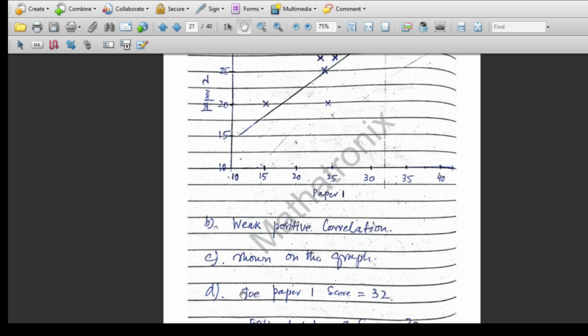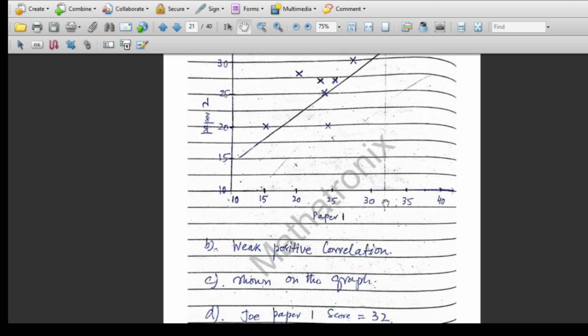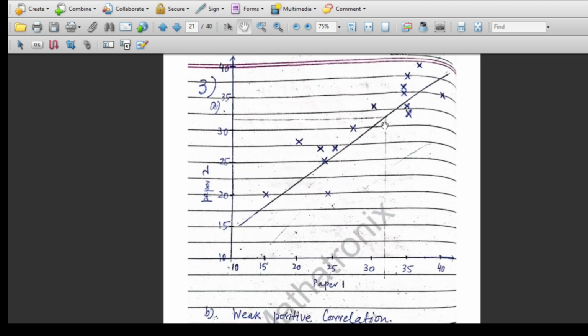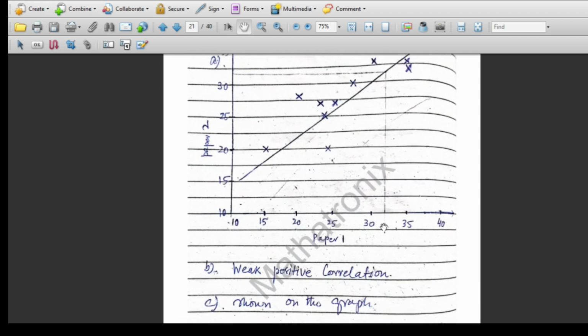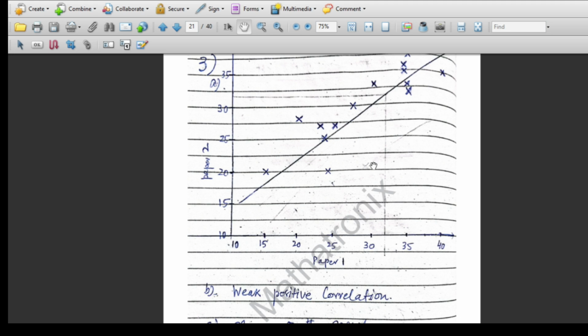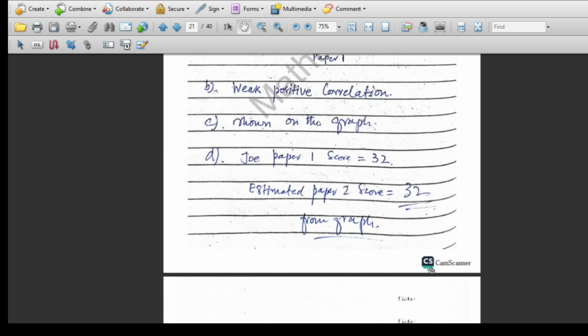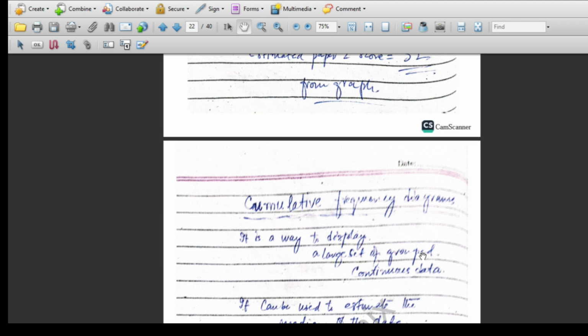One of the students, named Joy, has a paper 1 score of 32. So this is 32 in paper 1. We have to estimate the marks in paper 2, which is almost equal to 32. So the estimated paper 2 mark is 32. We can read it from the graph as well, something like this. So this is all from 42.4.